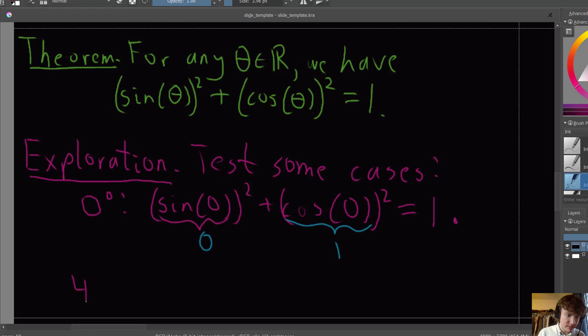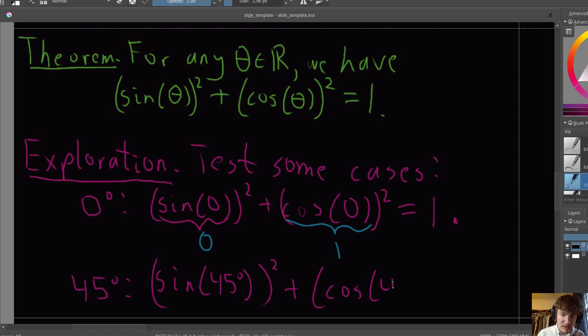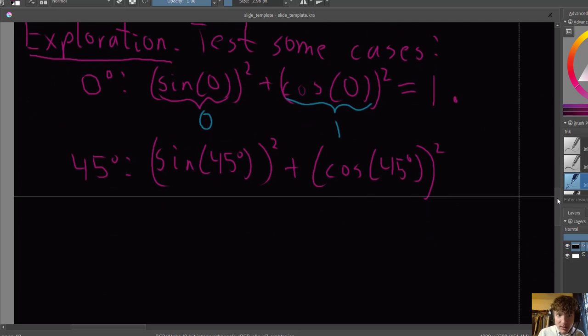What if we try 45 degrees? Well, we figured out sine of 45 degrees, which we found on the previous slide. So sine 45 degrees squared plus cosine of 45 degrees squared. What's this going to be?